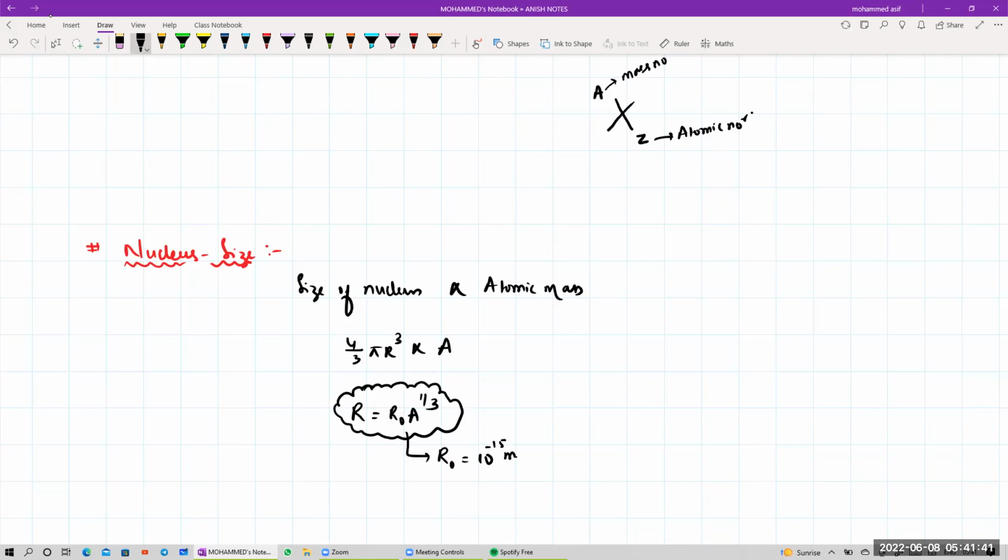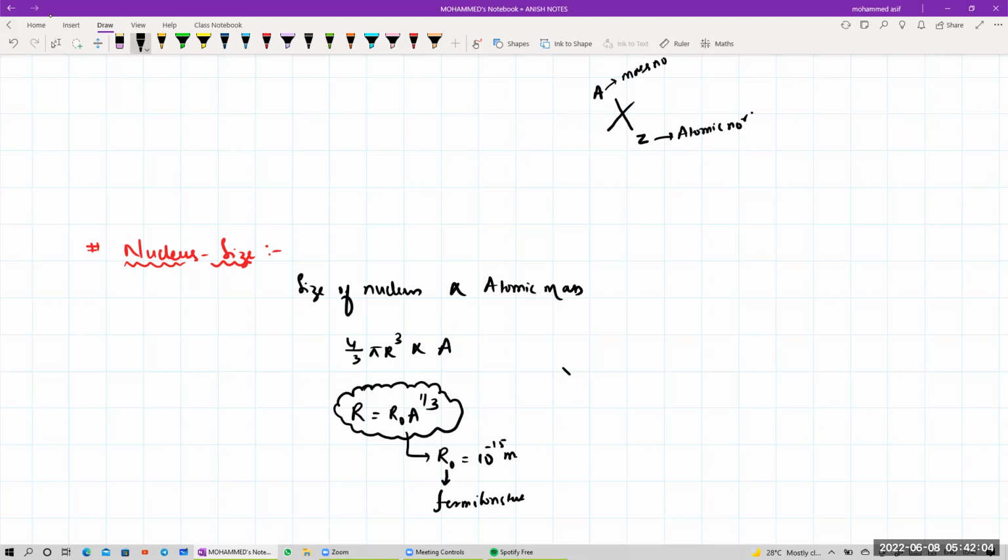Very important relation, beta. R naught is known as what? The Fermi constant. Scientist Fermi told us about this relation, and that is the reason we call that constant the Fermi constant. Now tell me, if the radius of the nucleus is increasing, what happens to the nuclear force?